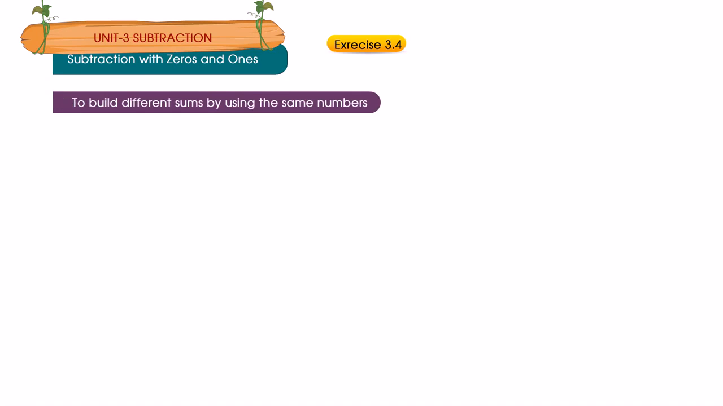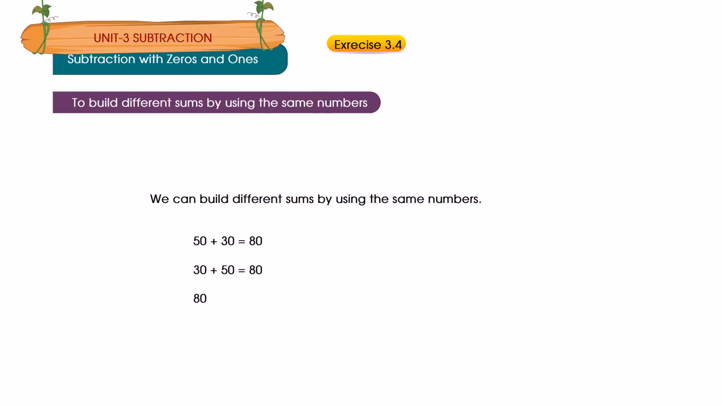We can build different sums by using the same numbers. 50 plus 30 is equal to 80. 30 plus 50 is equal to 80. 80 minus 50 is equal to 30. 80 minus 30 is equal to 50.